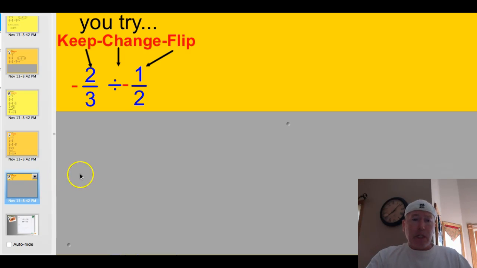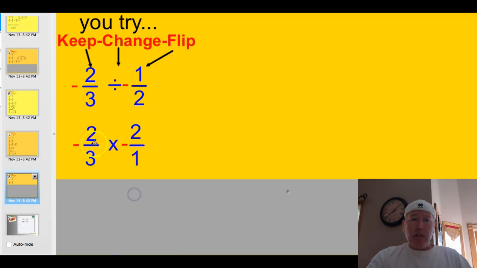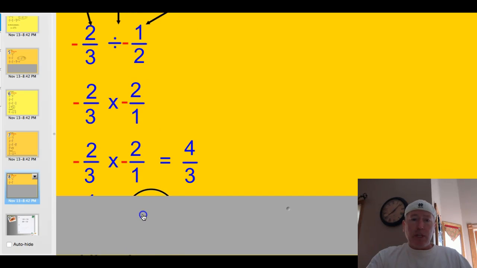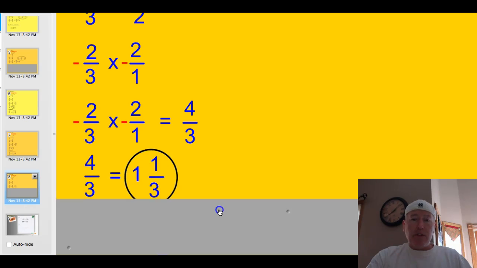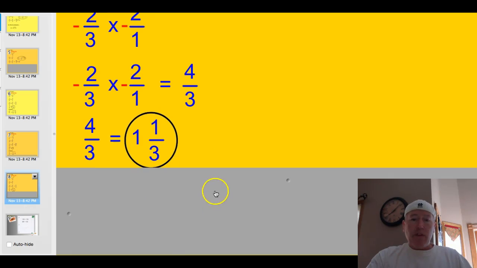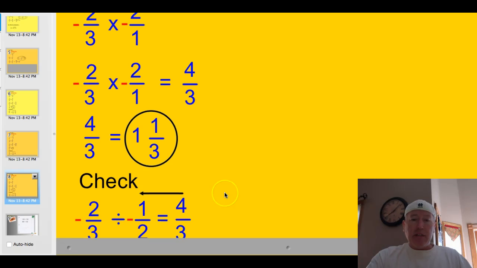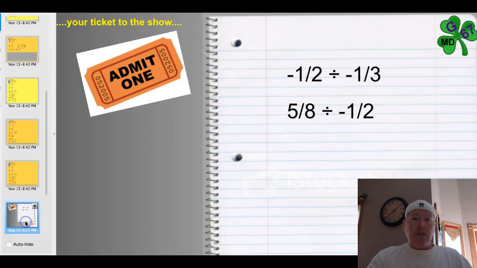Okie dokie. We have two negatives here, so it looks like we should have a positive answer. So we'll keep that first one at -2/3. We'll change that sign. We'll flip that second one to the reciprocal. So when we multiply straight across there, we would have 4/3. We have a negative times a negative. It's going to give us a +4/3, which is 1 1/3. You could flip it in and check it. Looks like if we were to flip that in, we would have a -4/6, which is the same as a -2/3.